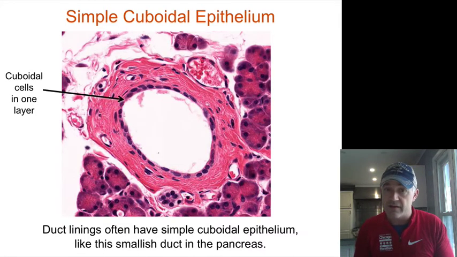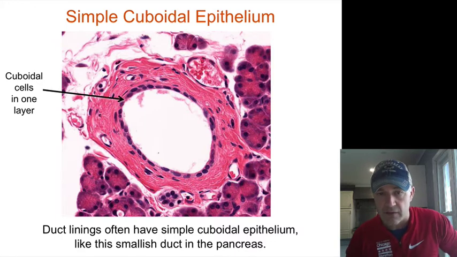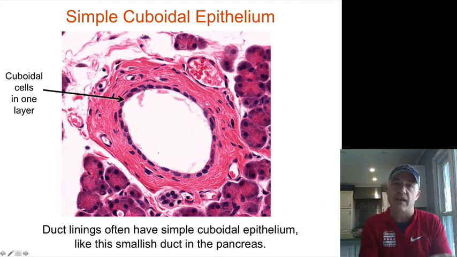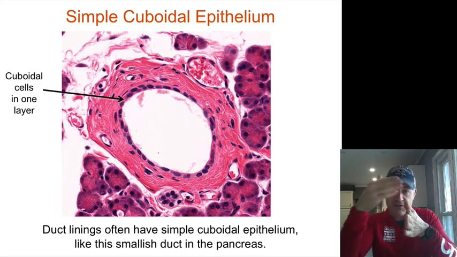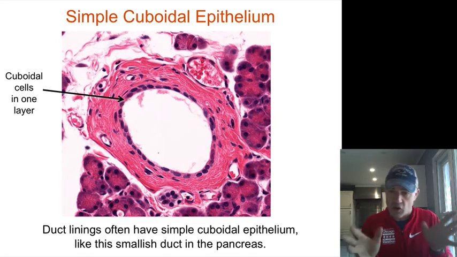Simple cuboidal, you can see the height and width are about the same. Again, every once in a while, you might see where it kind of looks like, okay, maybe there's two layers right here. Could be that this is just slightly angled. Again, everything we're doing is a 2D slice of a 3D structure. So if it's not a dead-on perfect cross section, you might see what looks like more layers. So some of the time it's finding areas that show it the best.